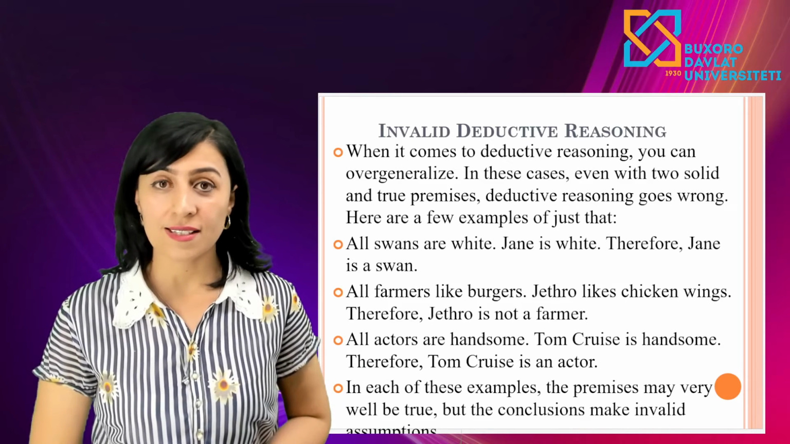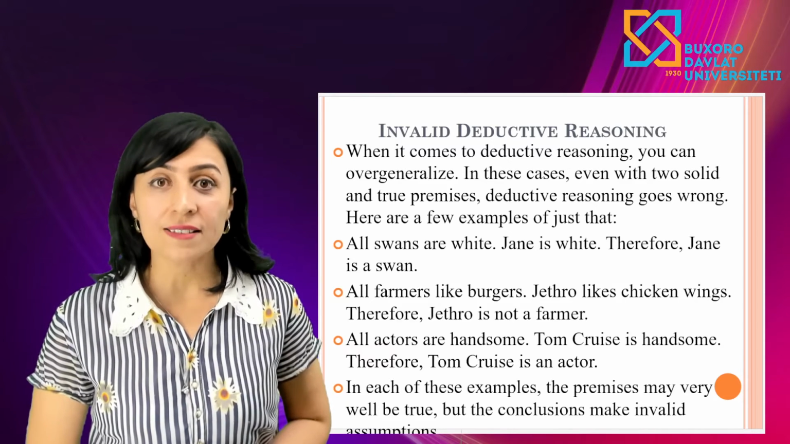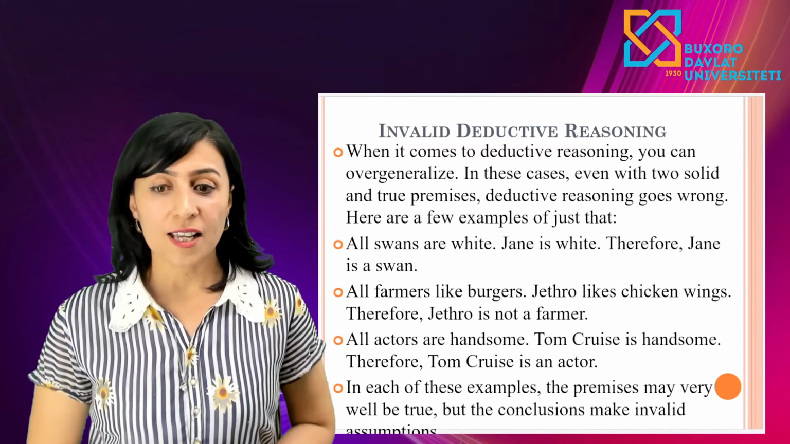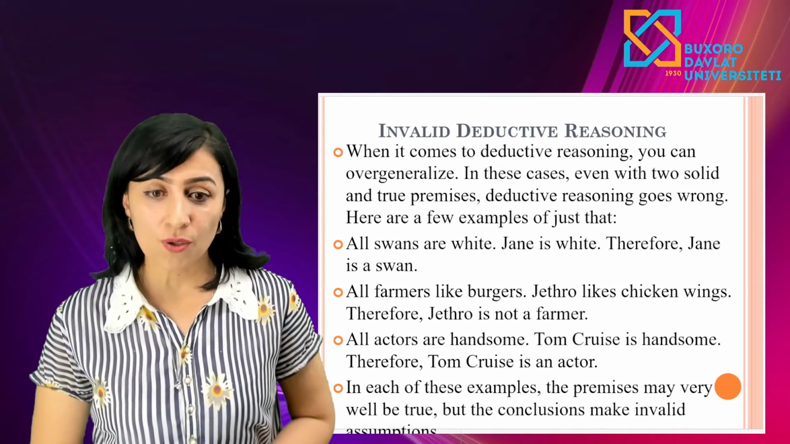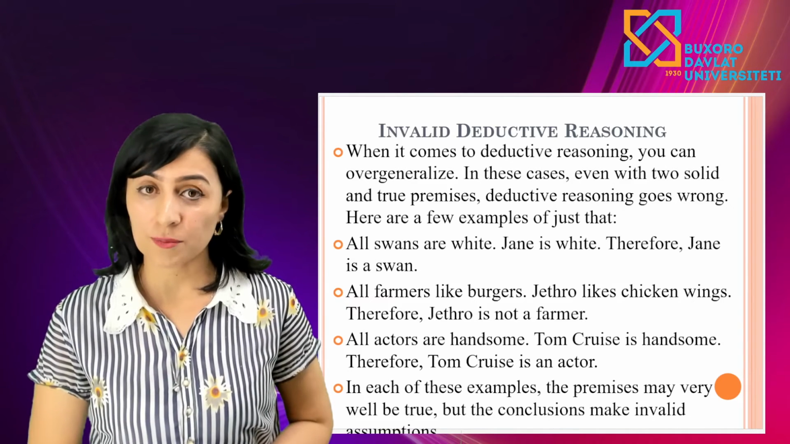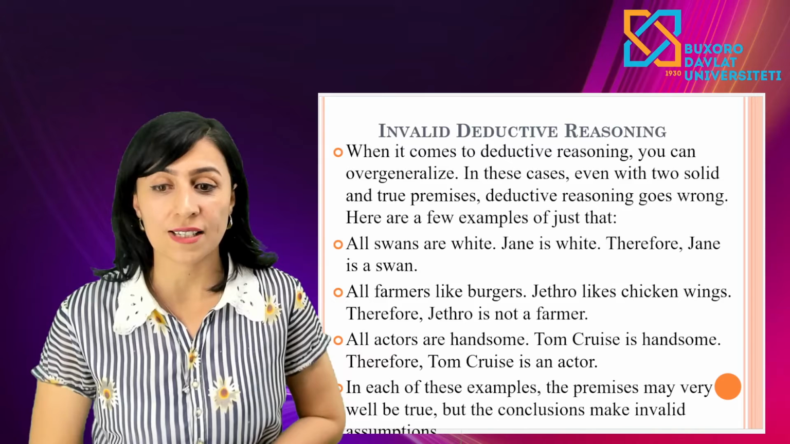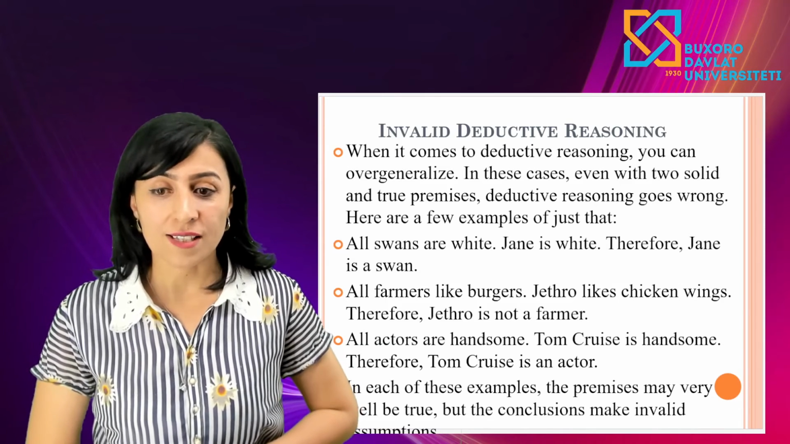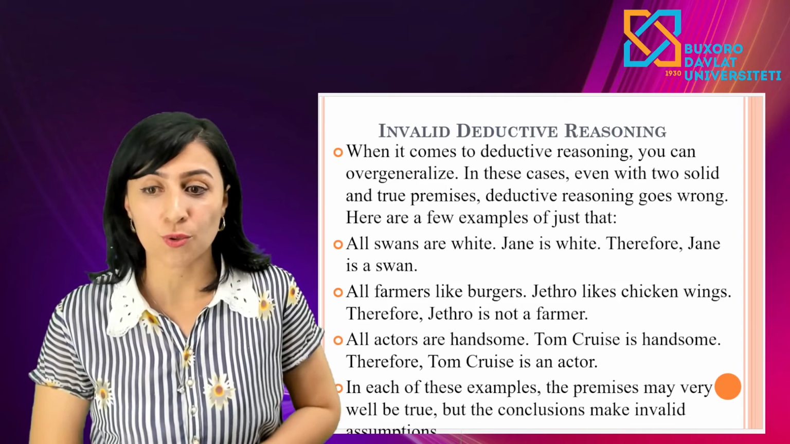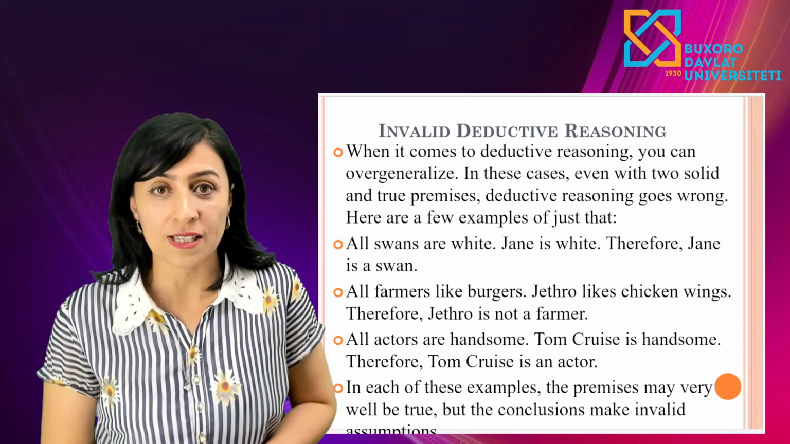Dear students, this is invalid deductive example. All farmers like burgers. Jethro likes chicken wings. Therefore, Jethro is not a farmer. We cannot come to conclusion that if Jethro doesn't like burger, he cannot be a farmer. Or if Jane is white, so she cannot be a Sven because she is a person.